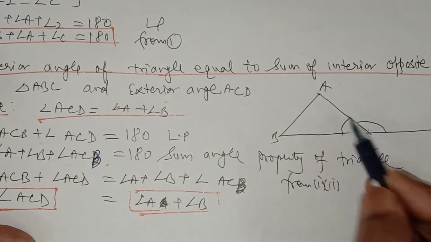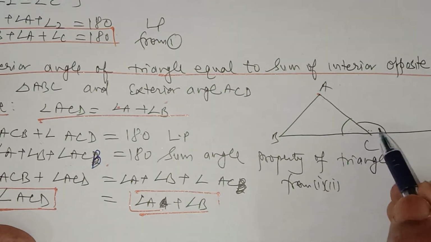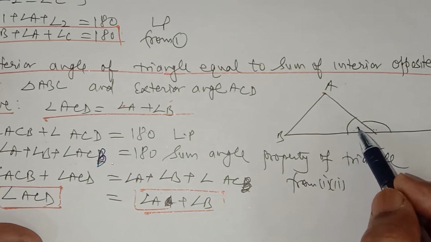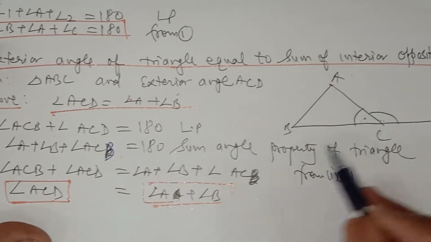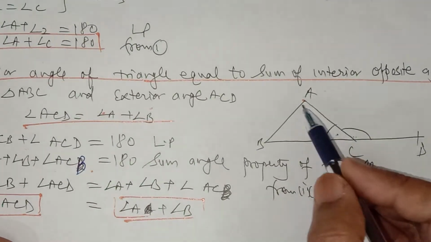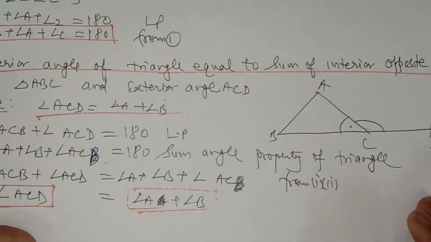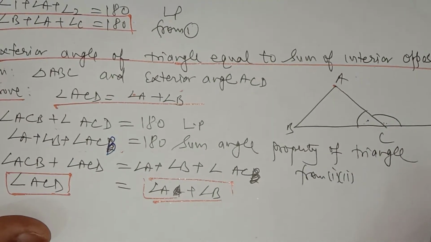This plus this is 180 degrees, the sum of these three angles is 180 degrees. This angle will be cancelled out because it is common to both, and you are getting angle ACD equal to angle A plus angle B. This is the exterior angle theorem.